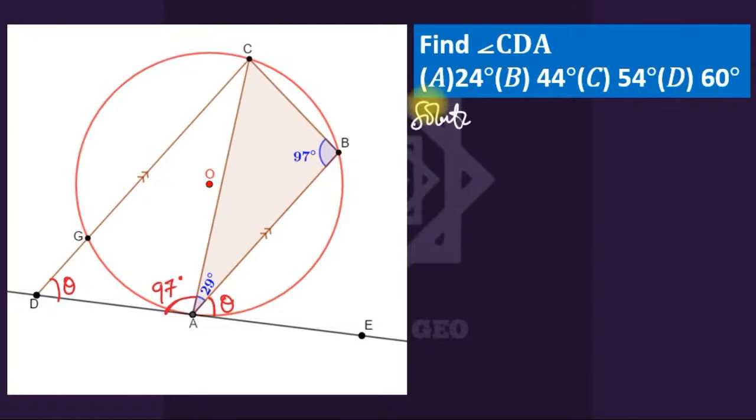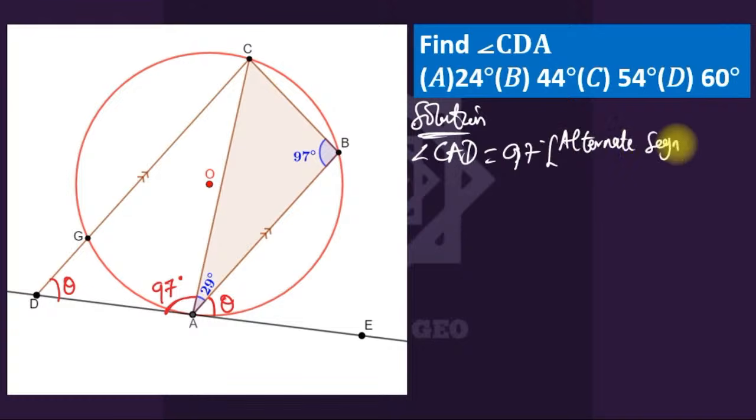So we can finish up the solution. We see that angle D or angle CAD is 97 degrees based on alternate segment theorem.